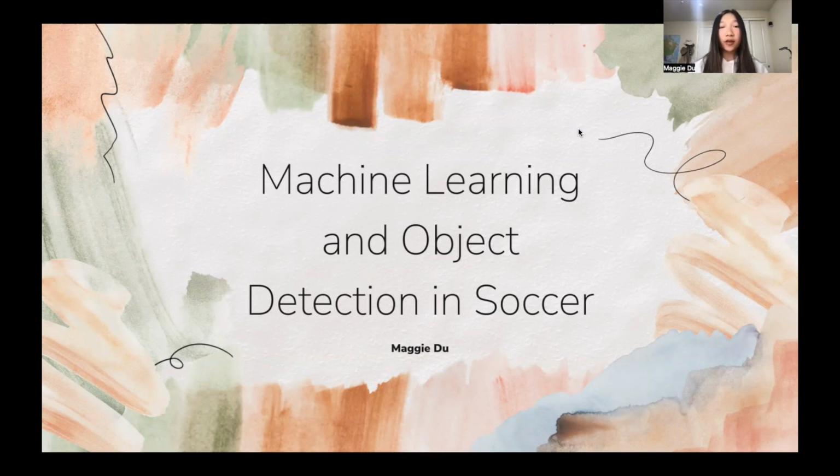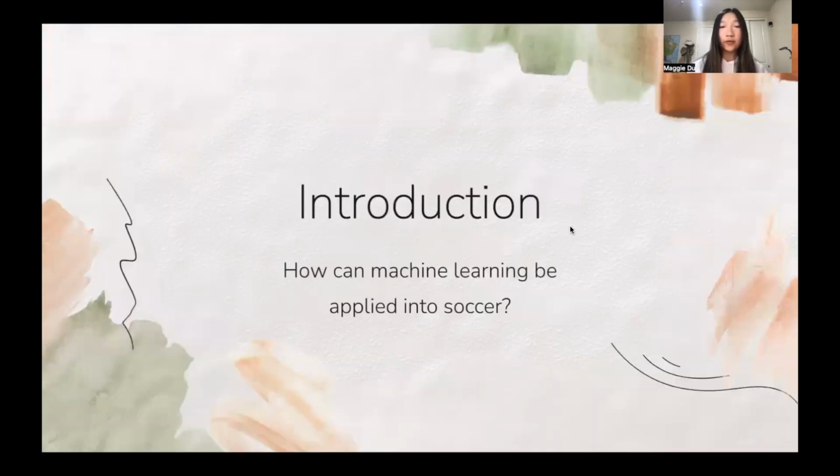And today I'm going to be talking about my project on machine learning and object detection in soccer. So as many of you know, machine learning and artificial intelligence have both become increasingly popular in recent years. And especially in soccer, both of these have been used for object detection.